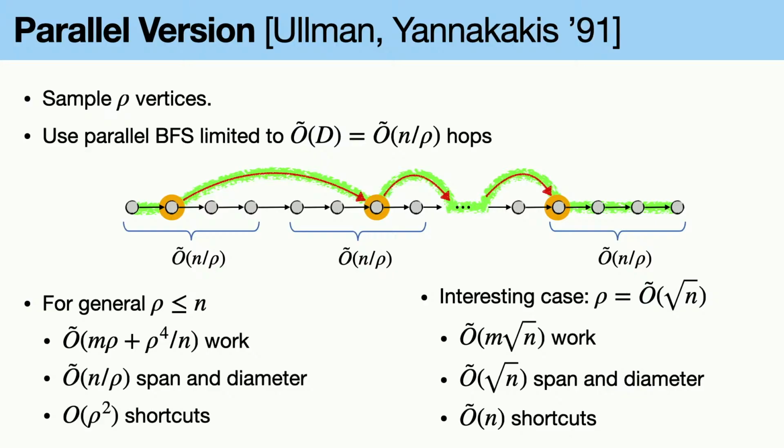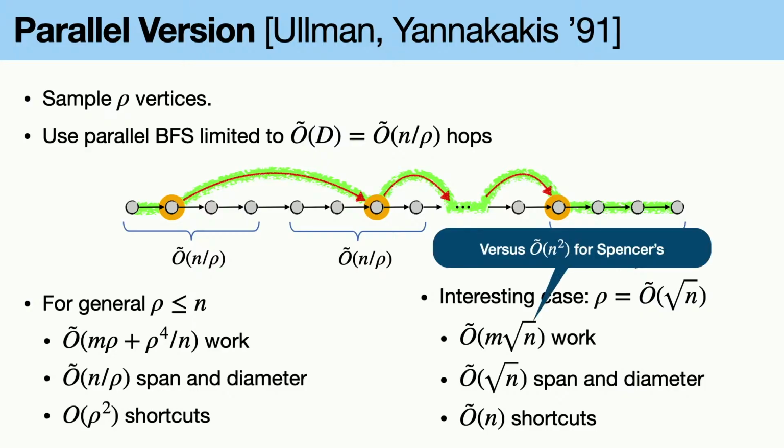This algorithm is never work efficient because we're always going to have rho overhead. So you'd have to compare this versus the n squared you would get for Spencer's for the same diameter. If the graph is sparse, this is better. If the graph is dense, Spencer's is better.